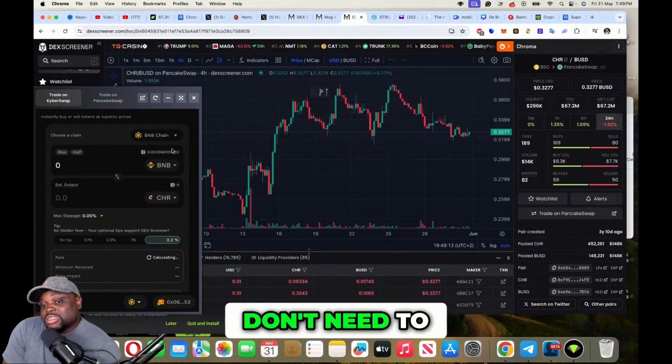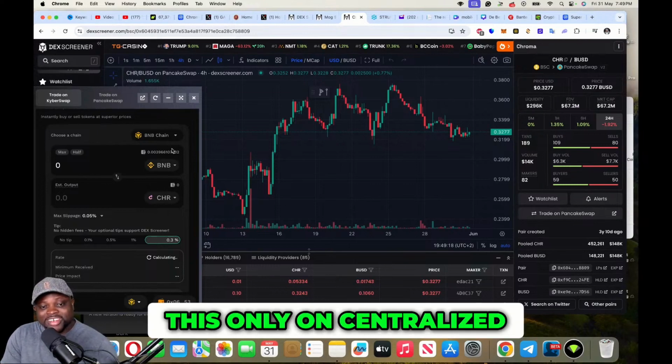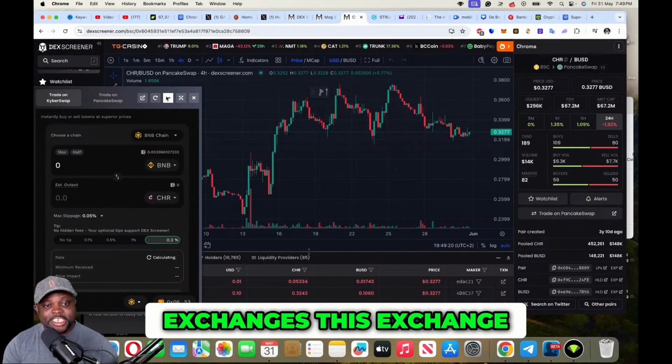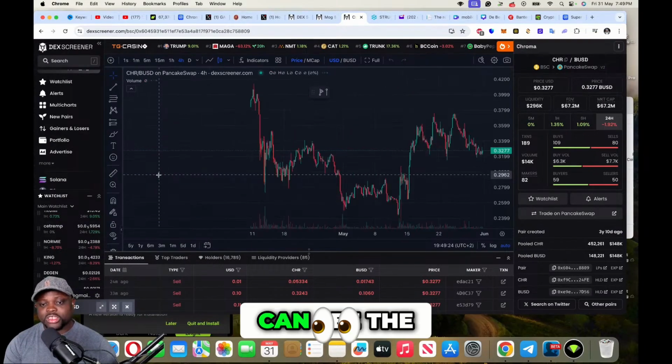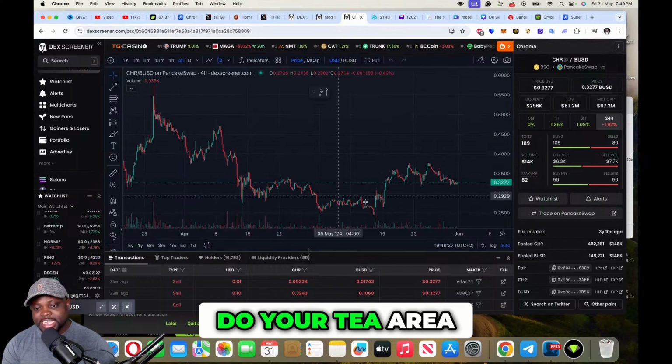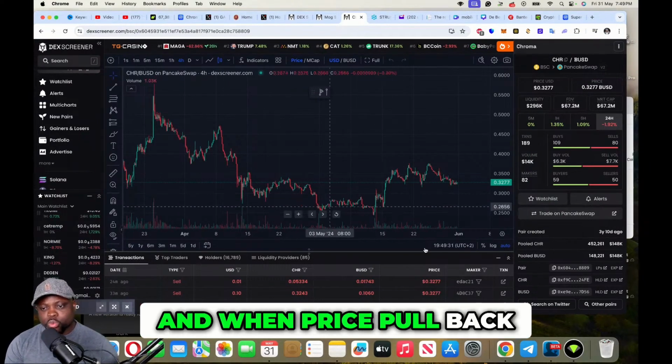You don't need to be able to trade this only on centralized exchanges. This DEX Screener has everything you need to trade. You can see the chart, you can do your TA here, and you wait for price to pull back, and when price pulls back, you can buy.